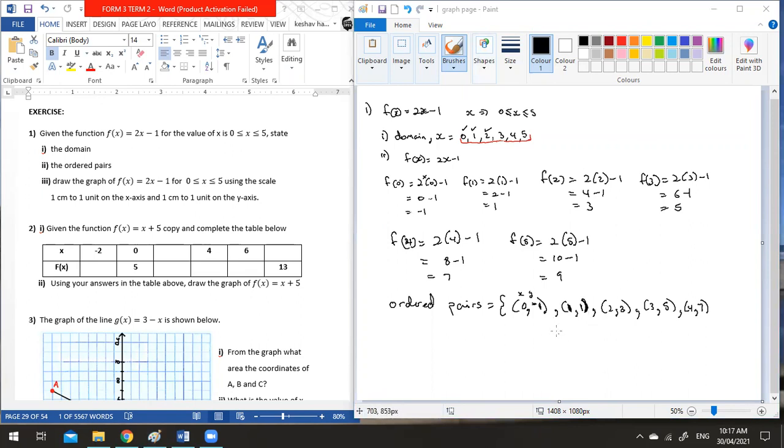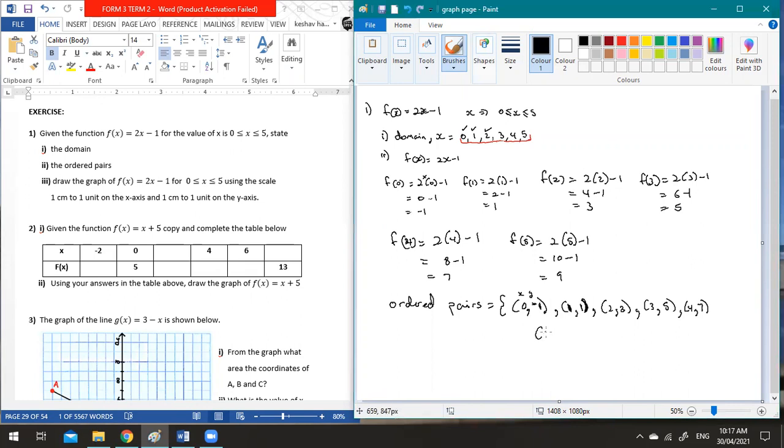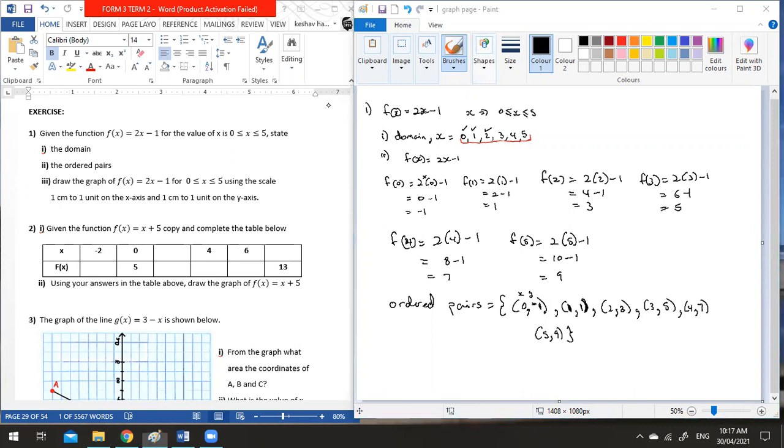And I put in the last one underneath here. The x value was 5 and the y value was 9. And then close your bracket, right? So this will be the ordered pairs in order to plot your graph. So take your time and write this down before I go on into the graph.